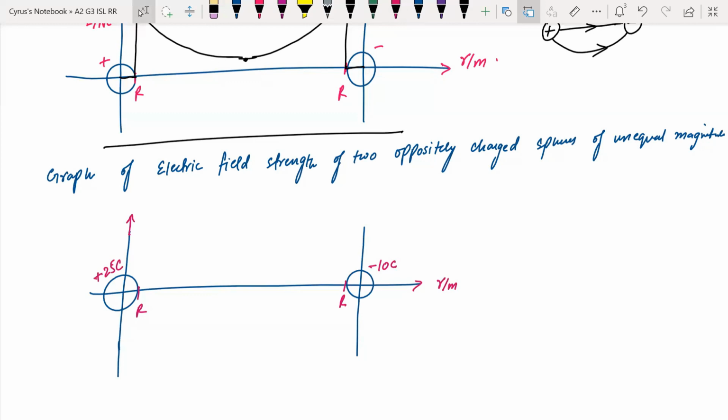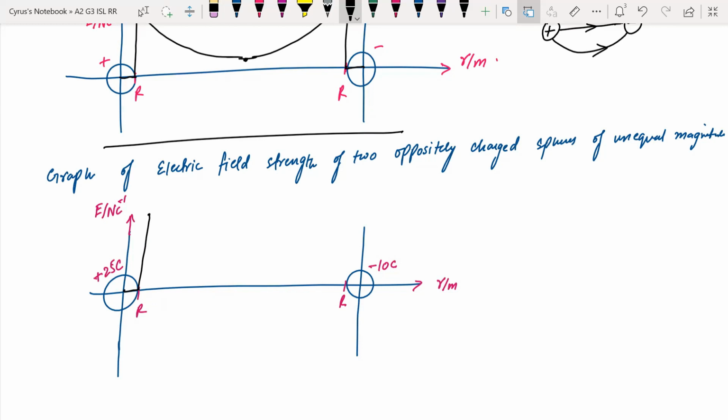Here we have the electric field strength. What's going to happen is that till r, it's going to be 0. Then it's going to be maximum at the surface, right? Since electric field strength cancels out inside this sphere, it's maximum at the surface.